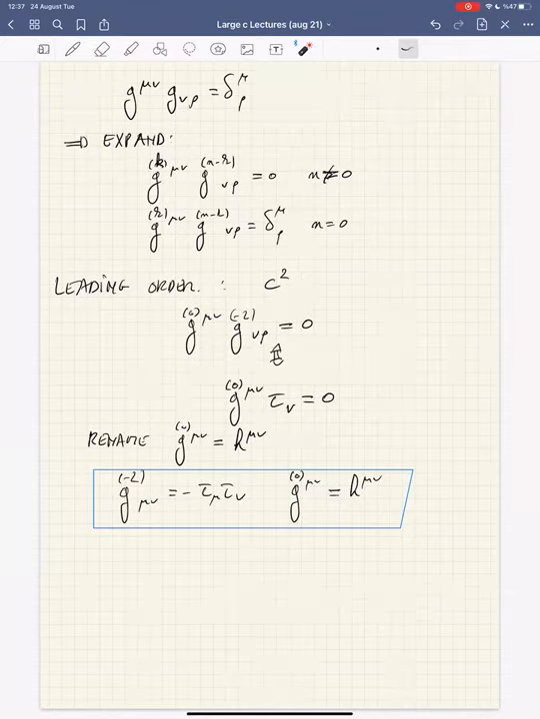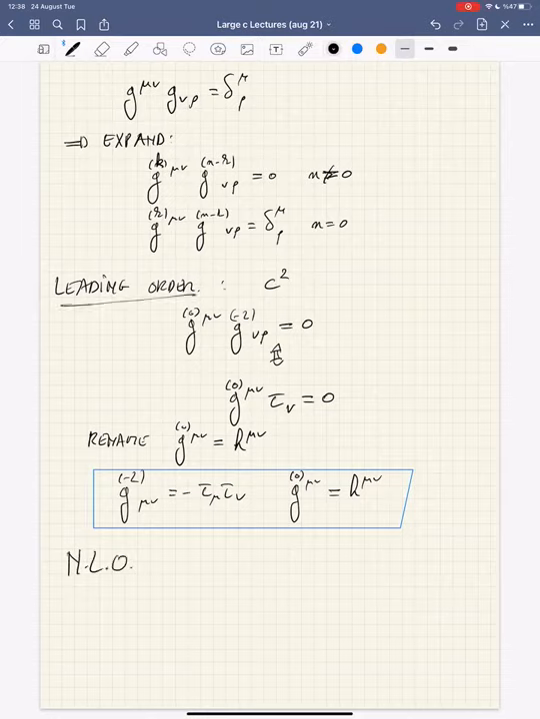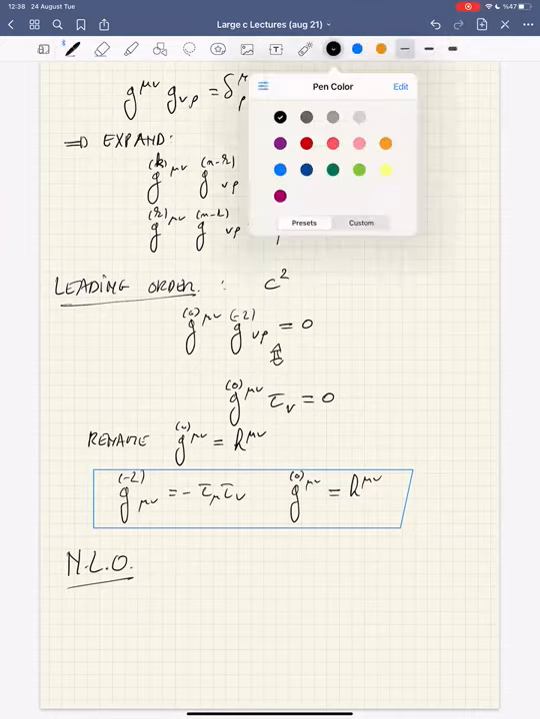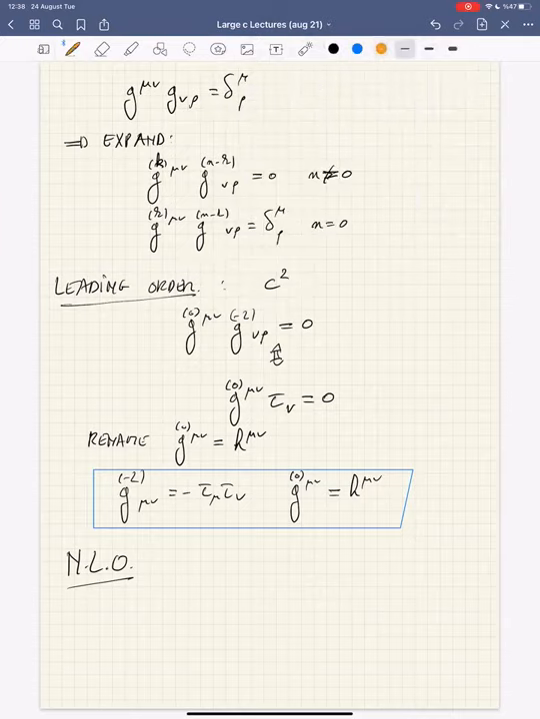Right. Now we want to move to next to leading order. Now, what is next to leading order? Well, it could be power c, actually. But things will get complicated, and so we're going to now make, again, yet another assumption. It's not fundamental, so let me not put it in red.